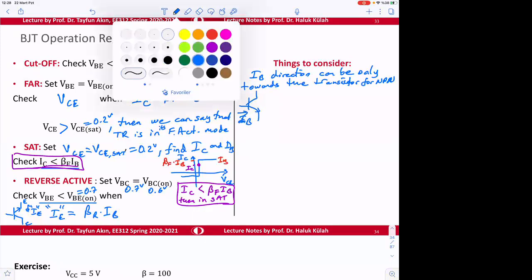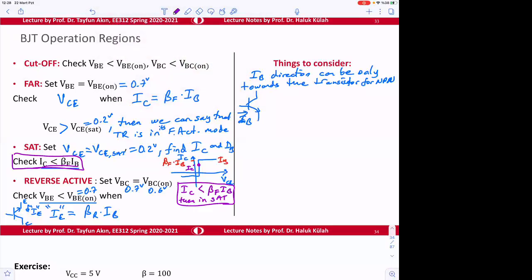So if the transistor is PNP, for a PNP transistor, I base can be only out of the device. Okay.